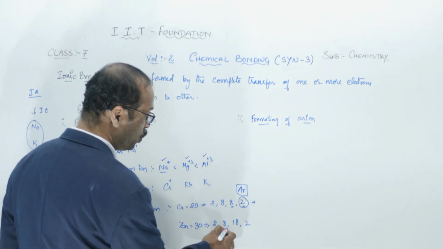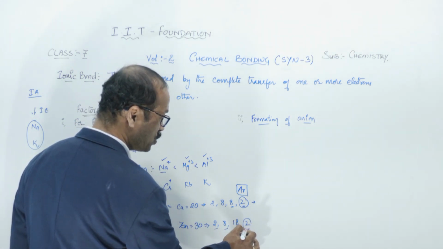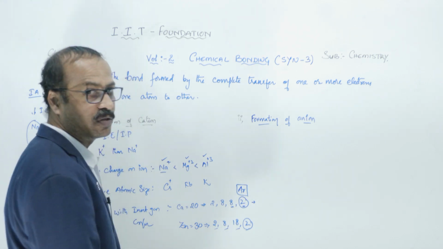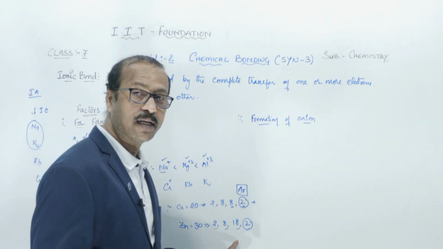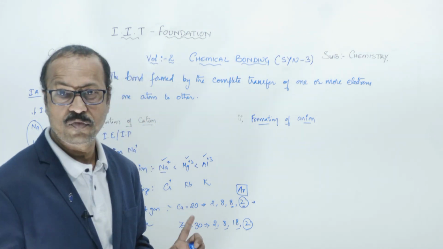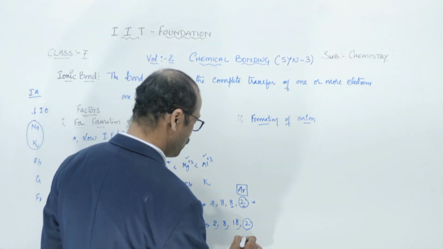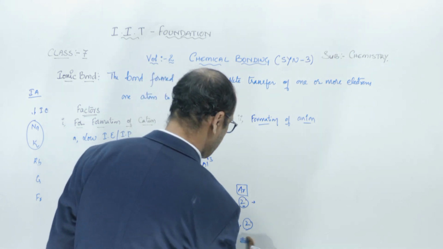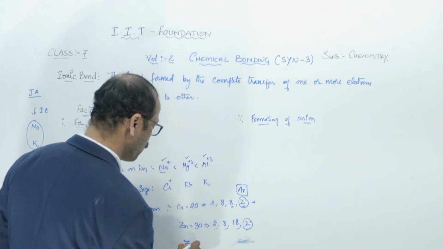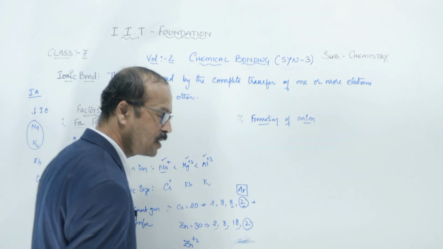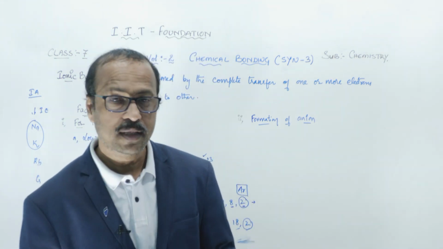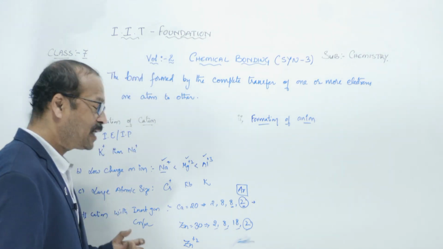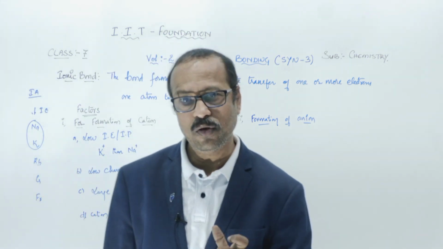Here zinc is 2, 8, 18, 2. This also has 2 electrons to lose. When it loses the 2 electrons, does it attain the electronic configuration of any inert gas? No, it does not. So it can form Zn plus 2 by losing the 2 electrons, but it is not an inert gas configuration. Therefore, the cation with inert gas configuration can form easily.